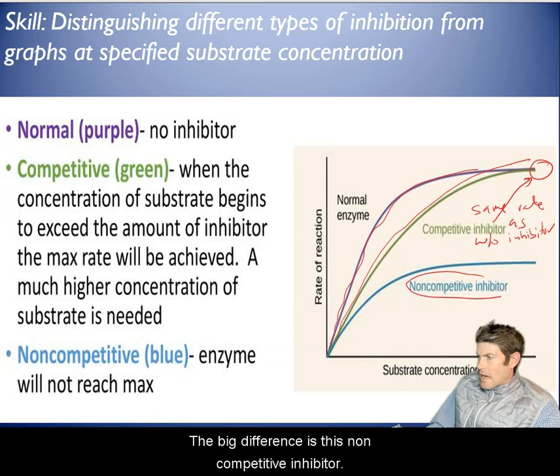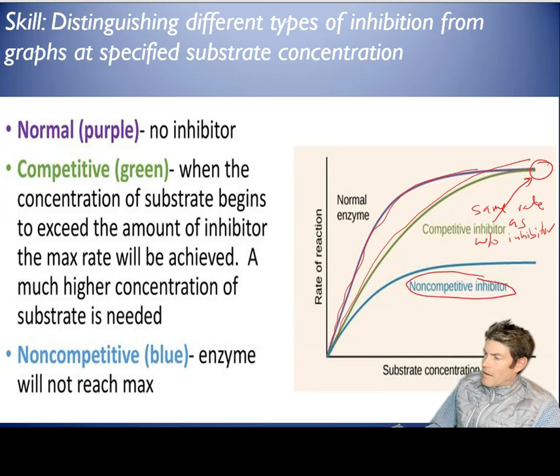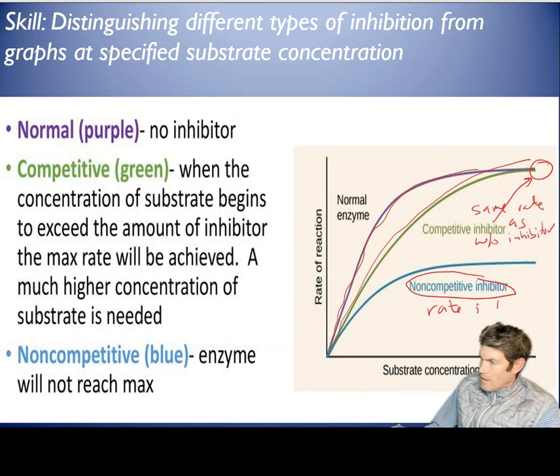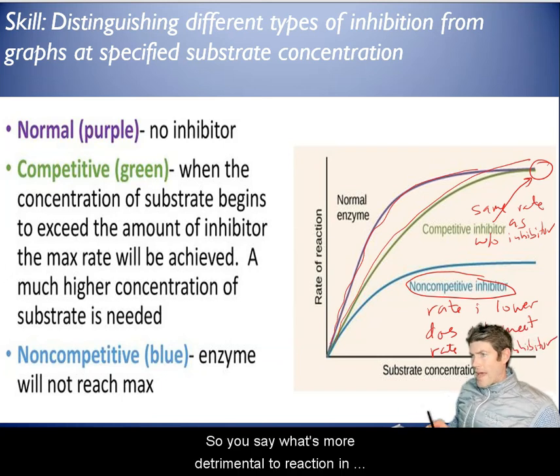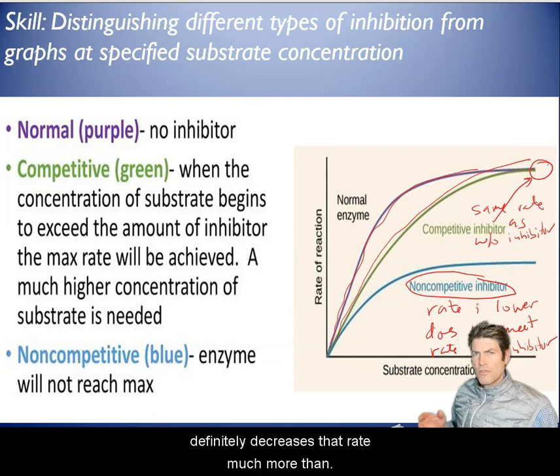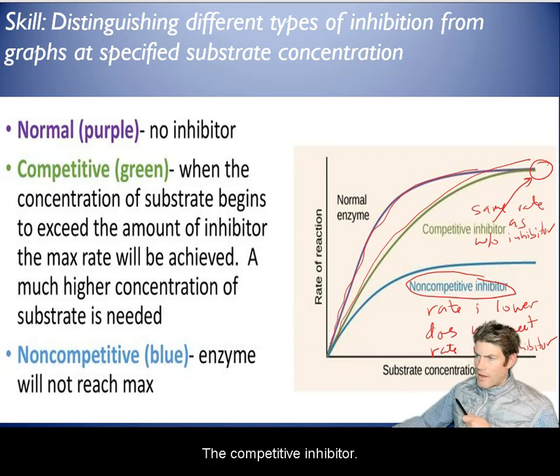The big difference is the non-competitive inhibitor. It definitely decreases that rate, so the rate is lower. It does not meet the rate without inhibitor. So you ask, what's more detrimental to a reaction in terms of getting it done? It's the non-competitive inhibitor. It definitely decreases that rate much more than the competitive inhibitor.